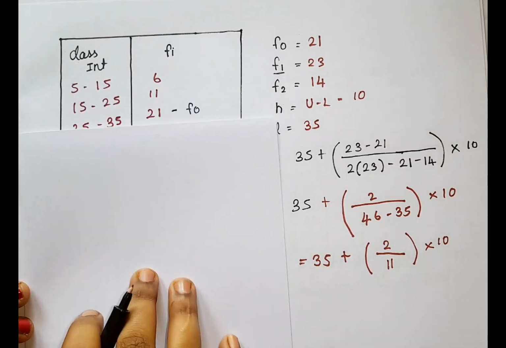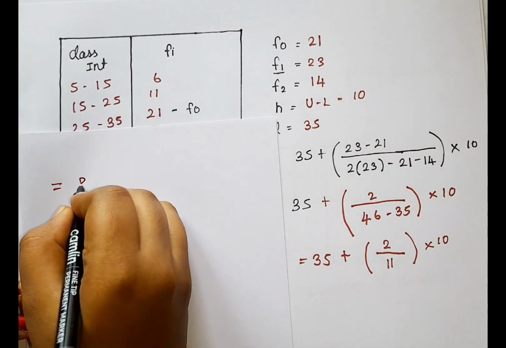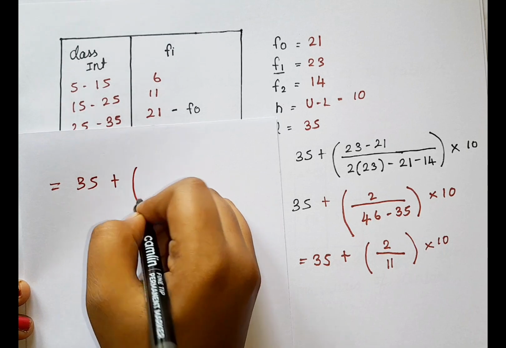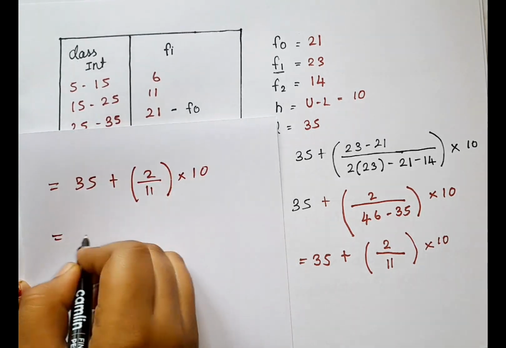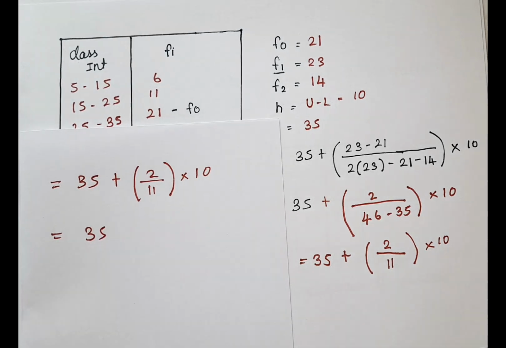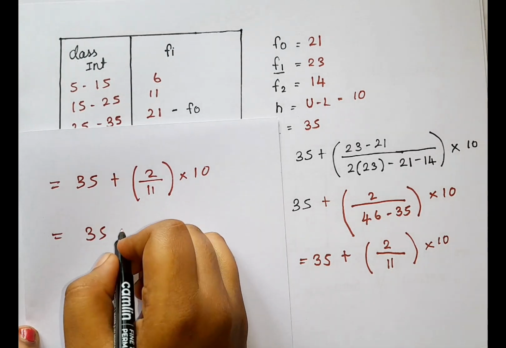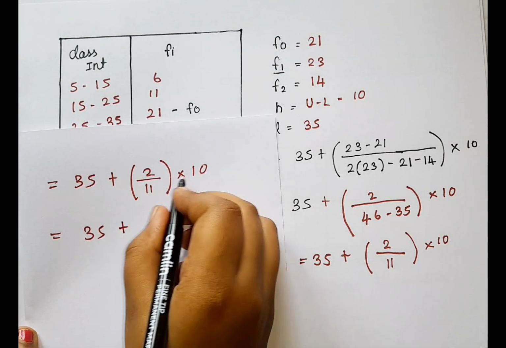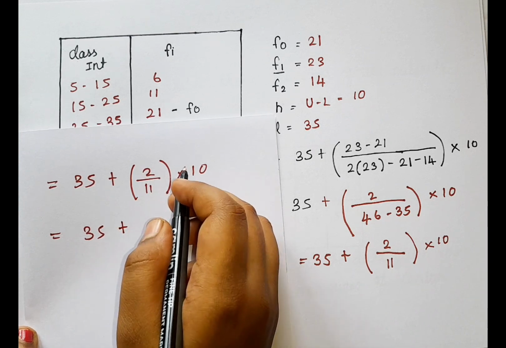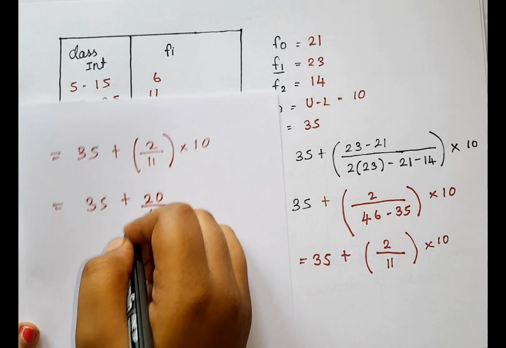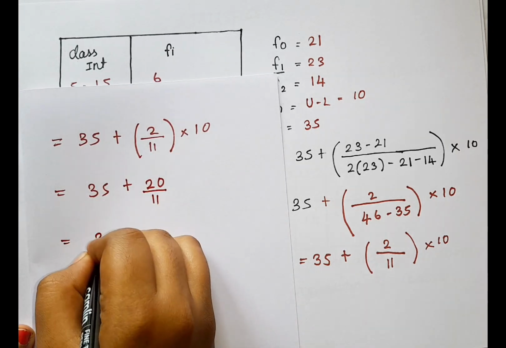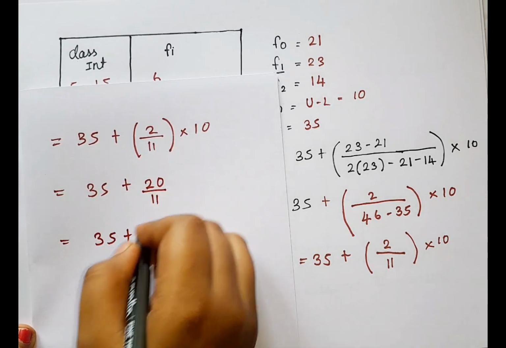So guys, I'll solve it here. We have 35 plus (2/11) into 10. So here let's write 35, plus, and here it is in the numerator, so 2 into 10 is 20, so 20 divided by 11. So now we can write it as equal to 35 plus 20 divided by 11.